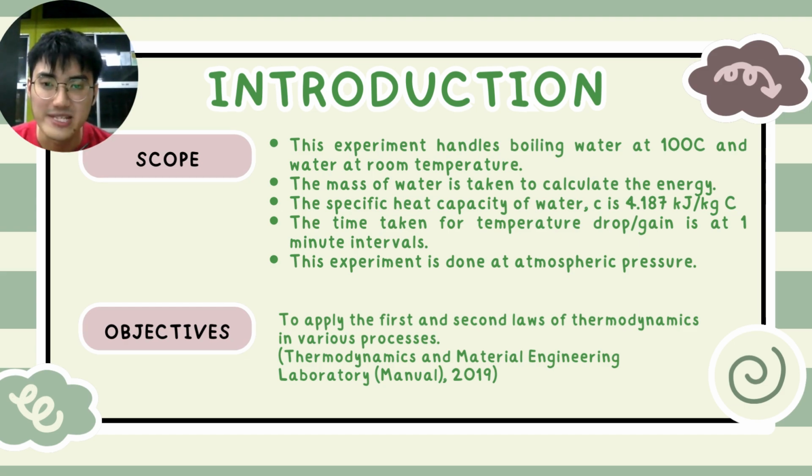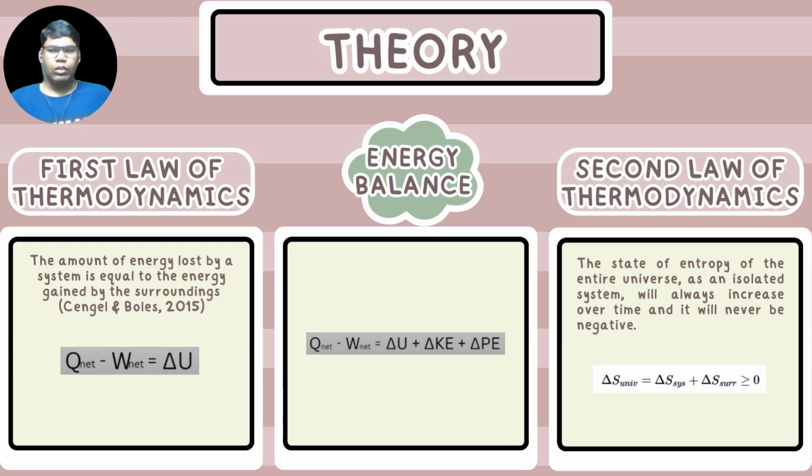The objective of this experiment, based on the manual, is to apply the first and second laws of thermodynamics in various processes. So the theory behind the experiment is quite simple actually. It just consists of three main important things: the energy balance, the first law of thermodynamics, and the second law of thermodynamics. So the energy balance simply states that the energy in will be equal to the energy out.